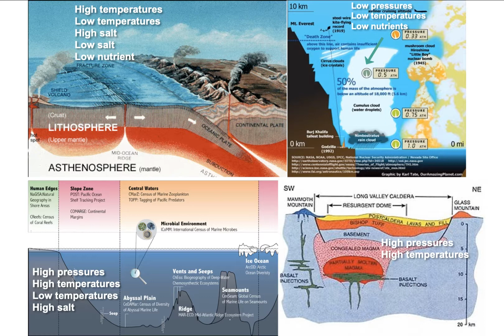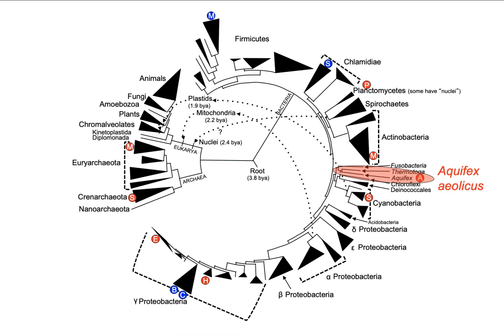Depending on the selection that's going on under those different conditions. So here's the first organism I want to talk about. It's Aquifex aeolicus. It's a very ancient bacterium living in hot pools, and it has a rather small genome. And so let's talk about that one first.